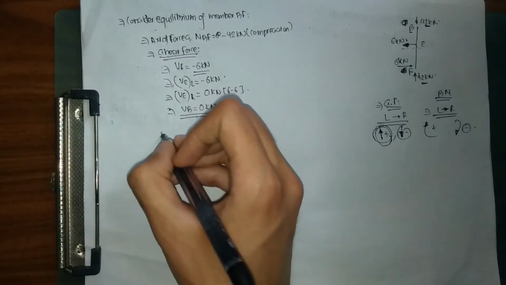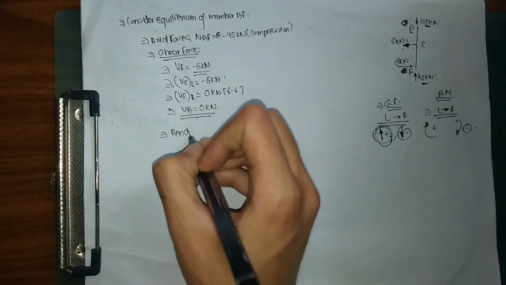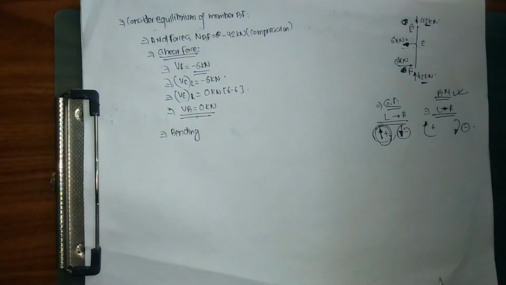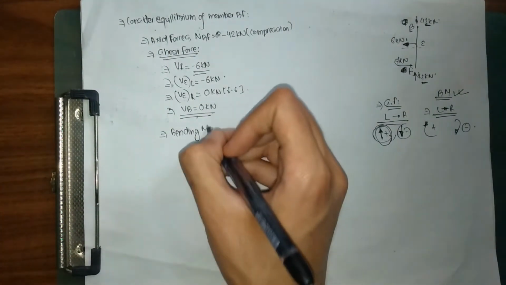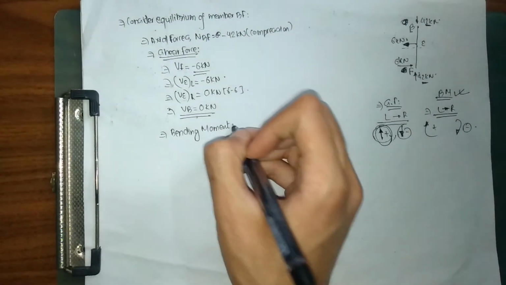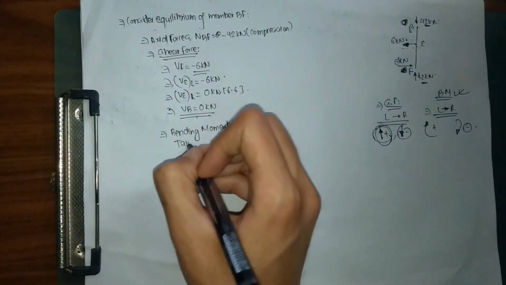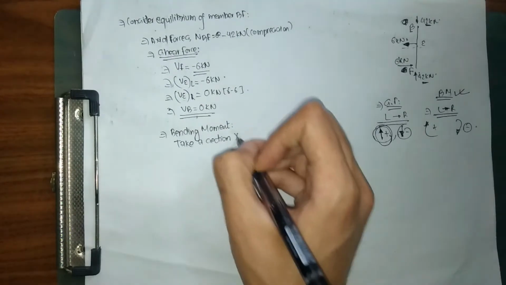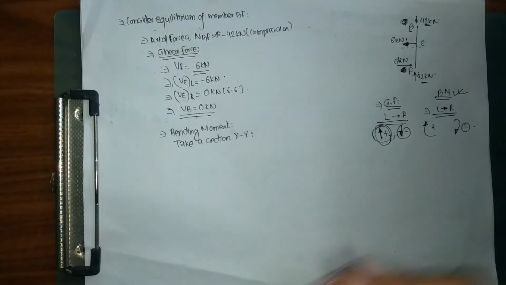Now next we are going to calculate our bending moment. So this is our sign convention for bending moment. I have already explained it. Now for our bending moment, in order to calculate it, first we are going to take a certain section x. We're going to take a certain section.